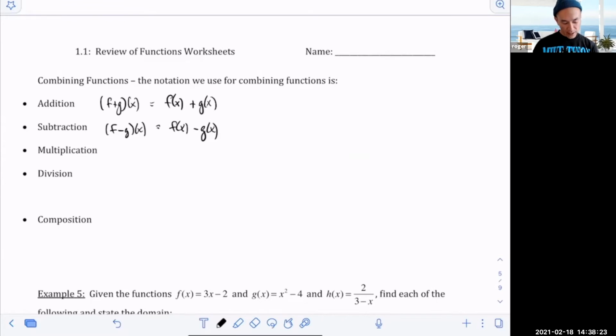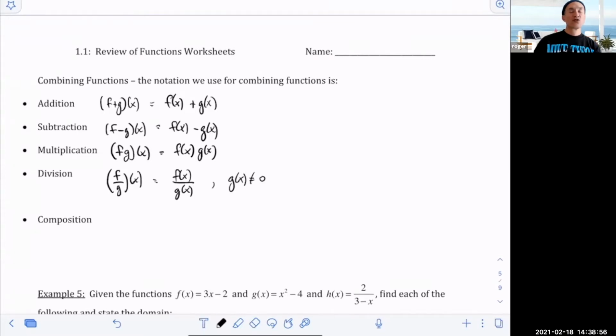Multiplication, it's called the product. The name of the product, we just write it as f times g of x. And the way we evaluate it is we simply multiply the two y values together. And then for division, we write it as f over g of x like this. And the way that we calculate it is f of x divided by g of x. Now this last one has a special condition. We are not allowed to have g of x be 0.